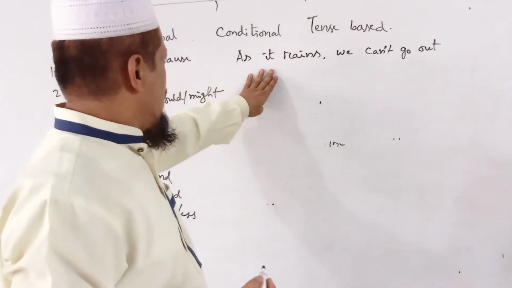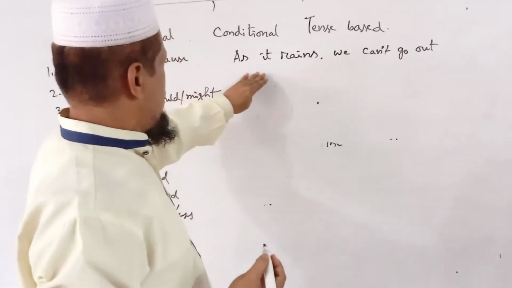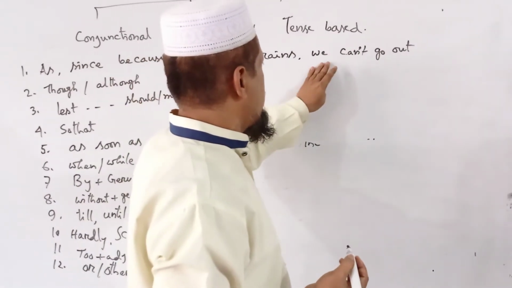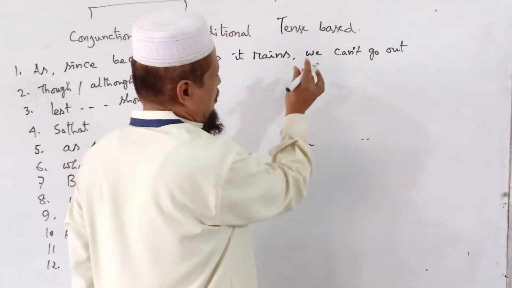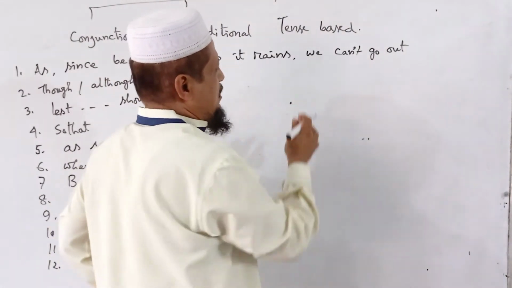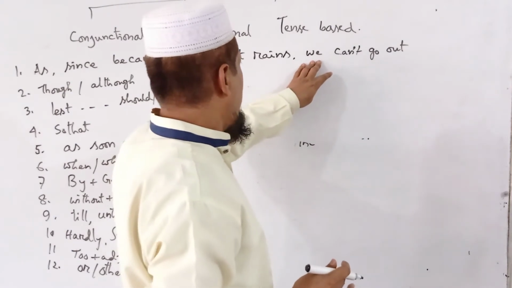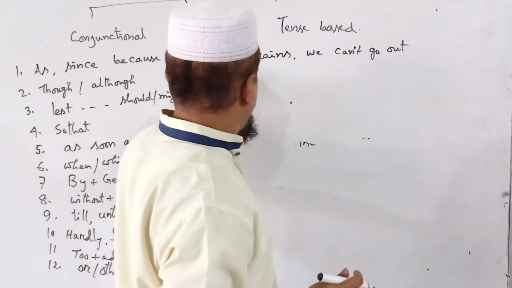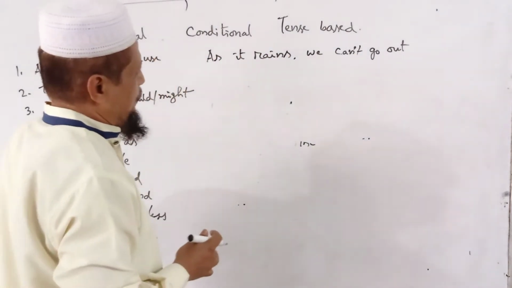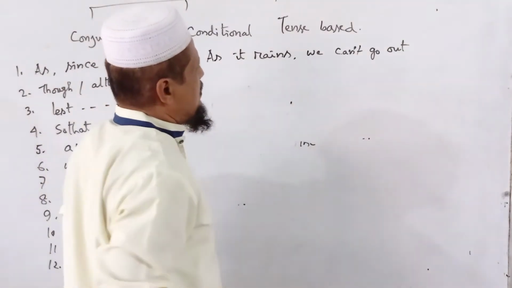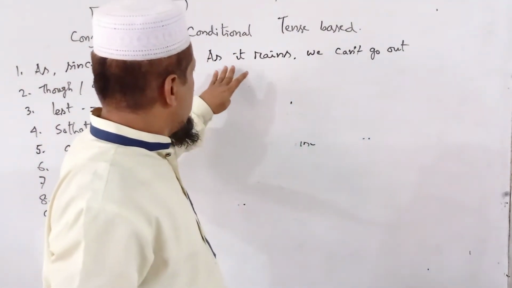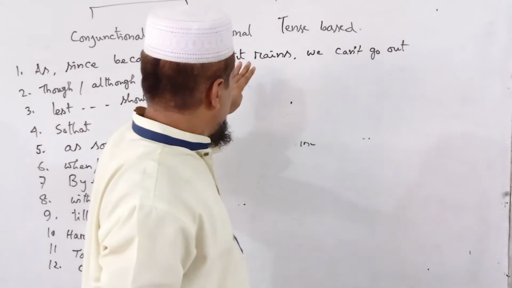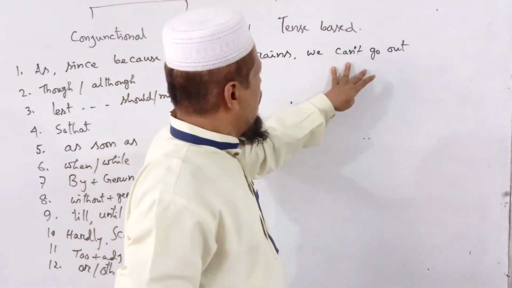If the subordinate clause is connected with as, since, because, then you will write another clause. In that clause you can add a subject that you like, and its meaning will depend on the subordinate clause. Here, as it rains, we can't go out because it is raining. That's why we can't go out. Here it is a clause, but the second clause will express the result.